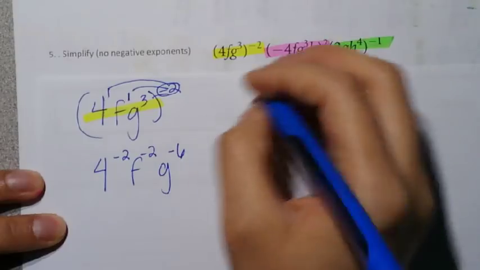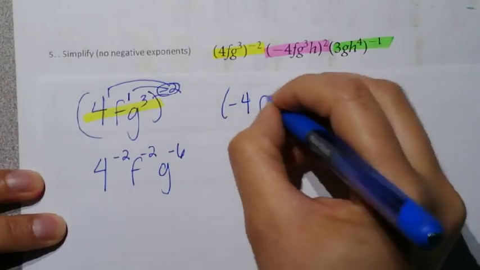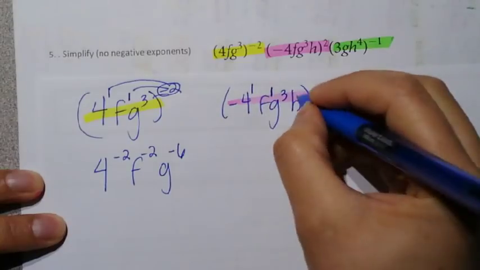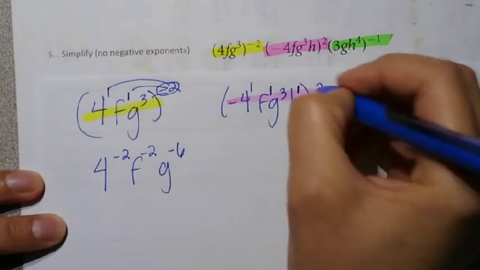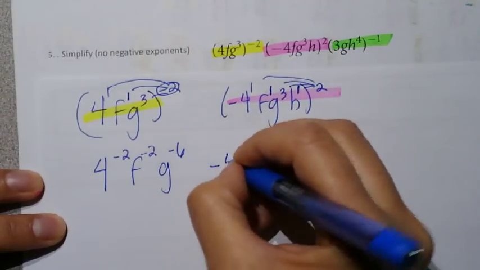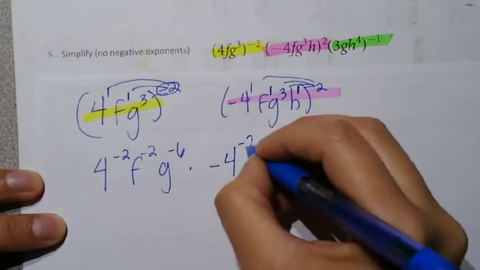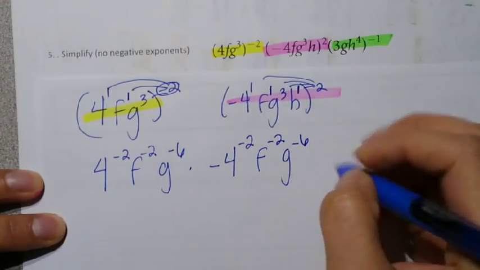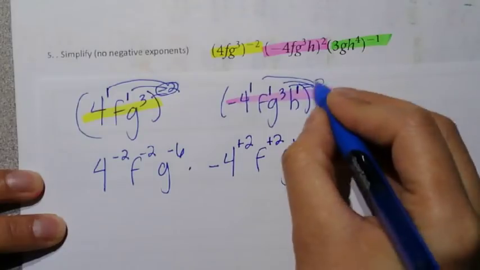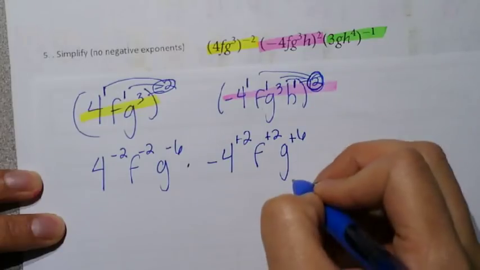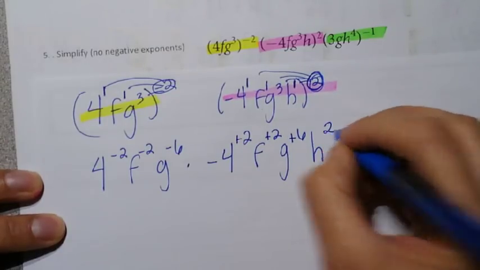Now I'm going to do the pink part. And it's all to the 2nd power. So I'll put a 1 for all the ones that don't have powers, and then distribute the power of 2 to all. Okay, so I'll have negative 4 times negative 4 to the negative 2nd power, f to the negative 2nd, g to the negative 6. Oh, I'm sorry, this was positive. Positive 2. Sorry about that. So 4 to the 2nd power, f to the 2nd power, g to the 6th power, and h to the 2nd power. Okay?